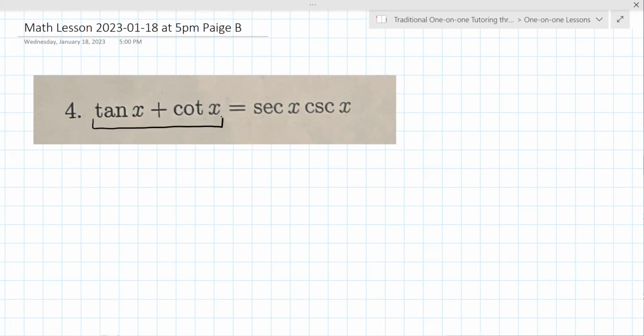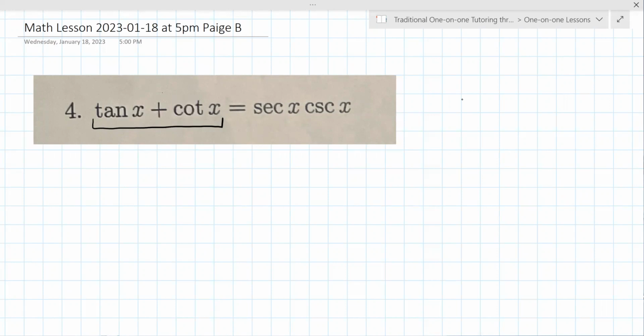You can work on both sides, but it's not like solving. You can't move things around. You can't divide both sides by secant x in this problem. So you just choose a side, choose it based on which one is harder or looks more complicated in general, and then you go from there.